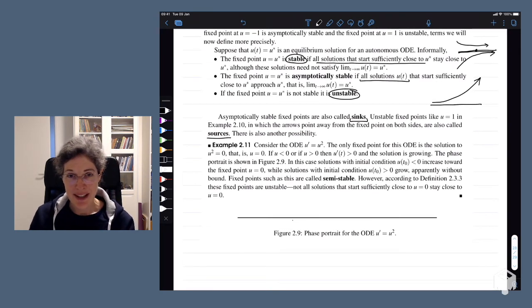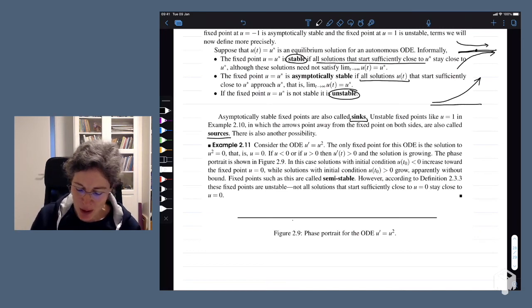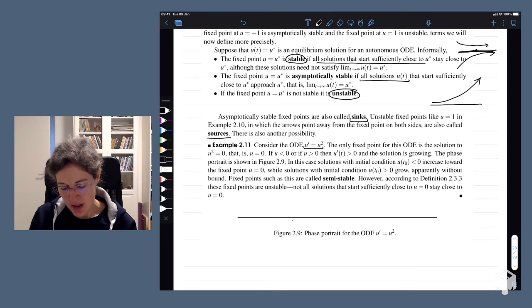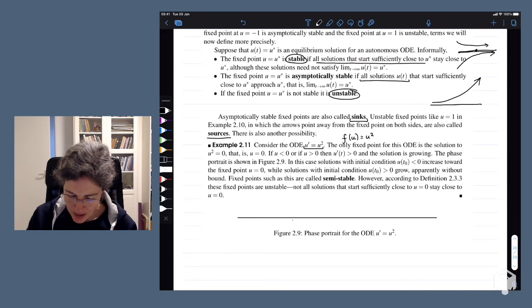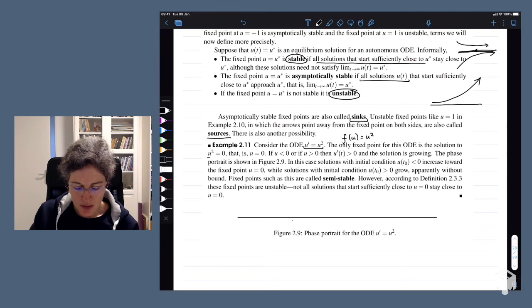And you can get a little more involved in describing these things. So let's have a look at another ODE. So we're looking at this one over here, du by dt is equal to u squared. So here our f of u is equal to u squared. So the only fixed point that we have for this ODE must be the solution to u squared equals 0, so that's u is equal to 0.